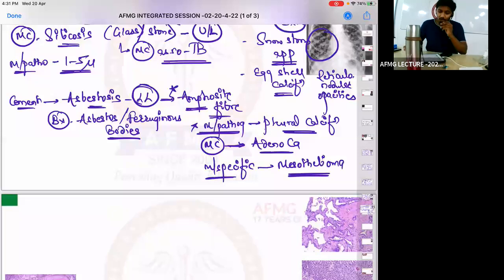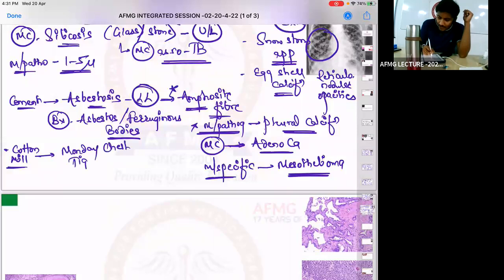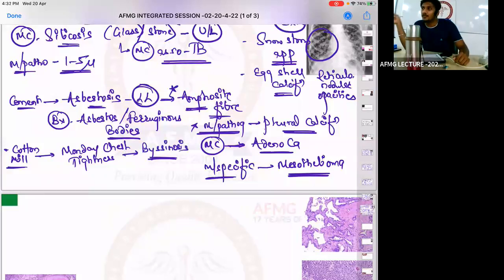Sorry. Okay. Now again, a patient, again an industry worker. But this time he is working in a cotton mill industry or textile industry. The patient will be exposed to cotton dust, and he will complain of Monday chest tightness. What is the diagnosis? Byssinosis. What is the diagnosis? Cotton dust exposure.